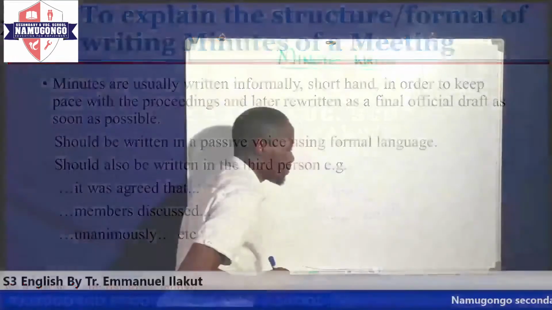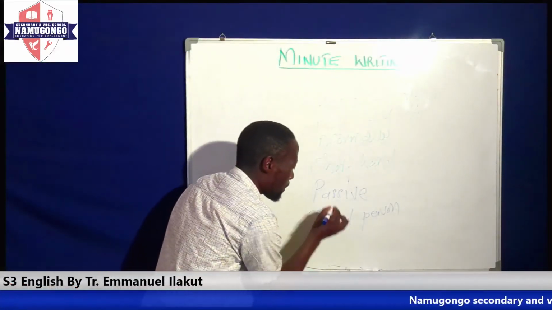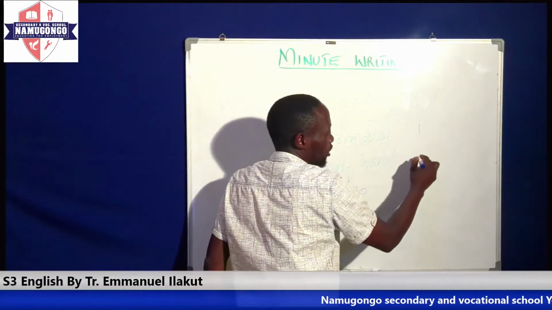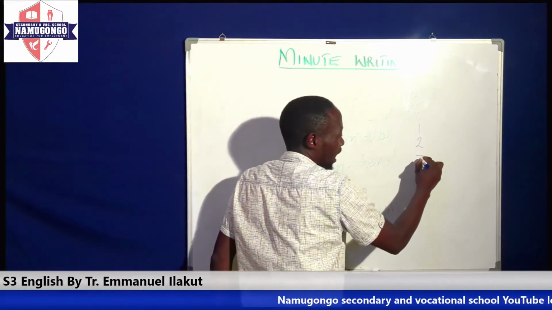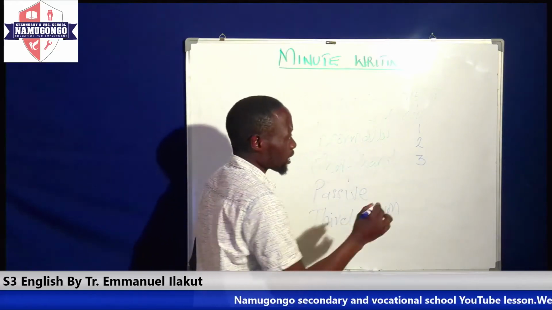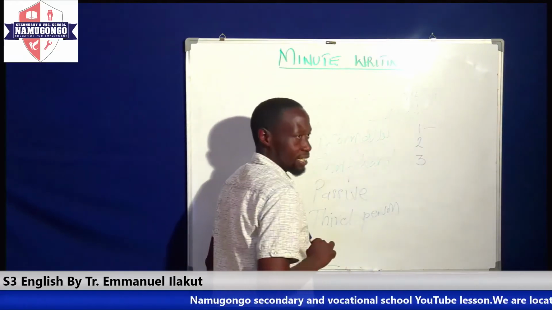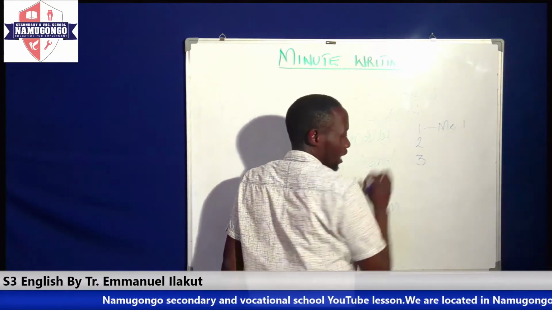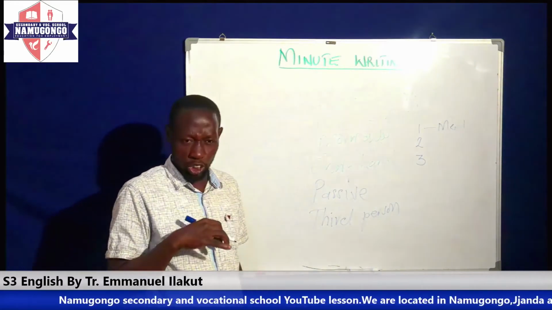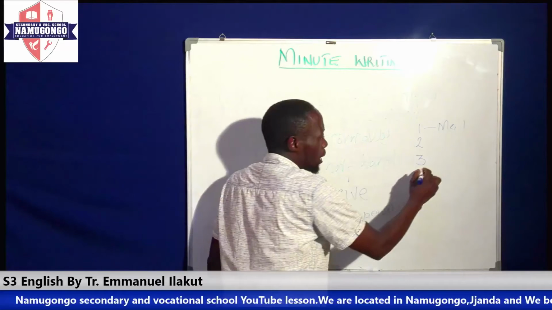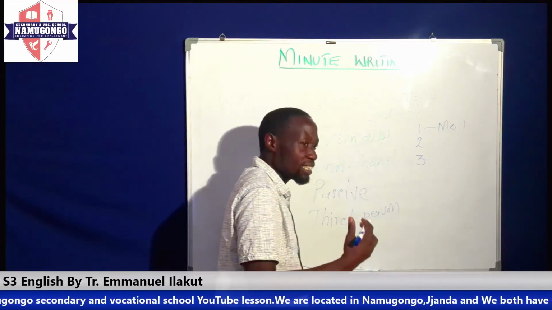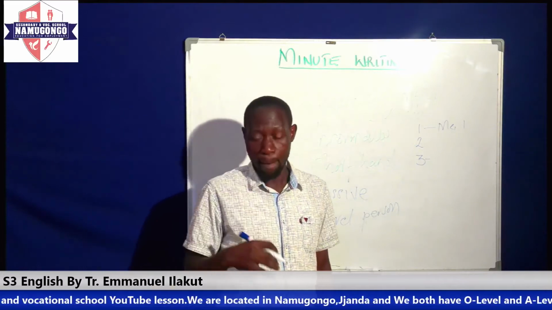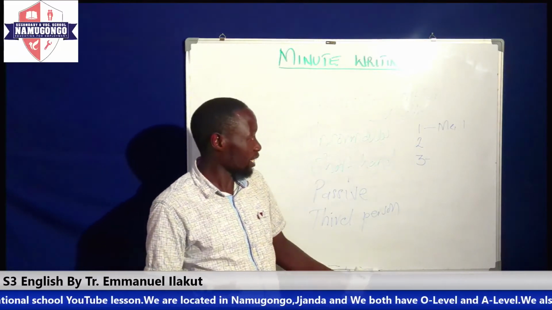I believe we know what the third person is. We've always said we have first person, second person, and third person. First person is where somebody may say me, somebody may say I, talking about yourself. In the third person, perhaps you are talking about other persons or other people. That's why we've given some examples here.